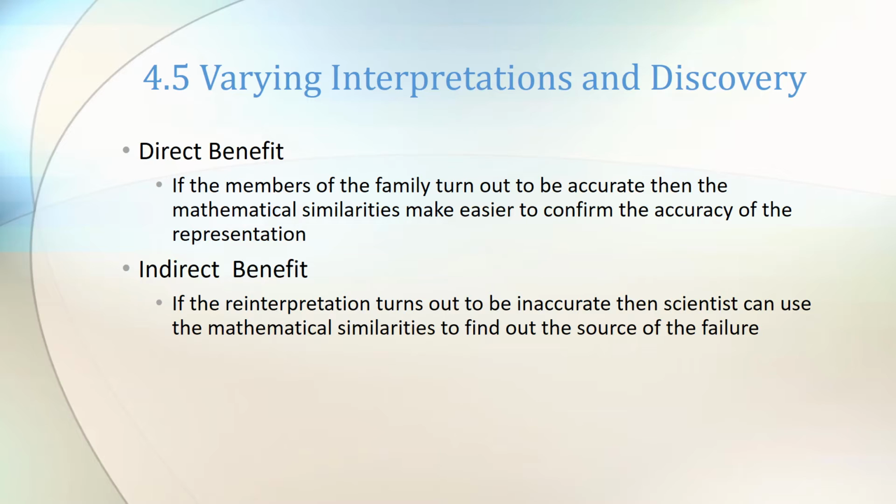So let's say that a scientist discovers a mathematical link between two representations and it turns out that one of them is accurate, then it will be easier for him to confirm the representation of the other system. And the indirect benefit says that if the reinterpretation turns out to be inaccurate, then scientists can use these mathematical similarities to find out where the failure happened.